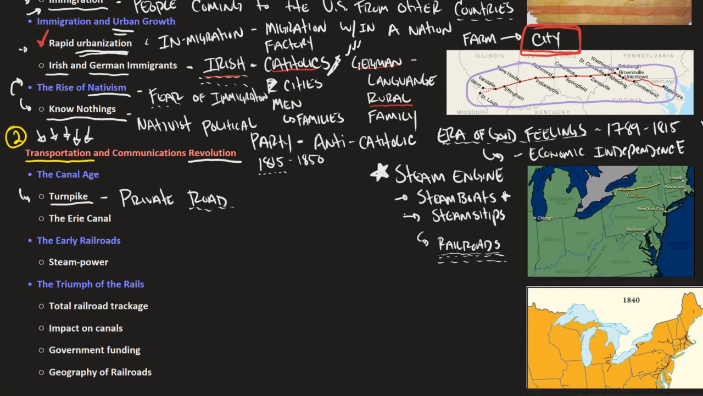And suddenly, whereas it didn't make sense in the past, beginning roughly around 1820, 1830, 1840, it suddenly made a lot more sense to build canals, right? And we sometimes call this the Canal Age. So a canal is just a man-made river. Oops, that's a very ugly M.